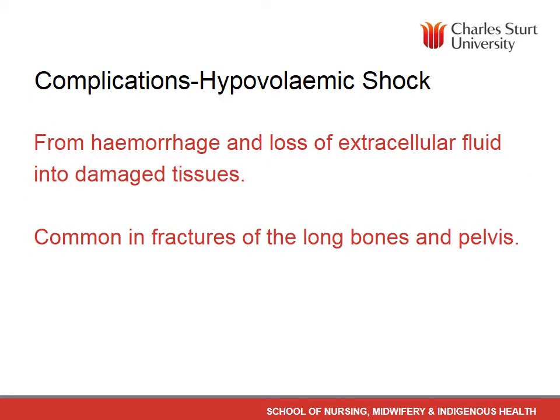So talking about some of the more dangerous complications of fracture first. So the first one is hypovolemic shock. So as I just mentioned earlier, it is possible to lose blood from a fracture and bleed internally from a fracture. And as I said, that's from damage to the blood vessels in the periosteum itself, and also damage to surrounding blood vessels by the broken ends of the bone.